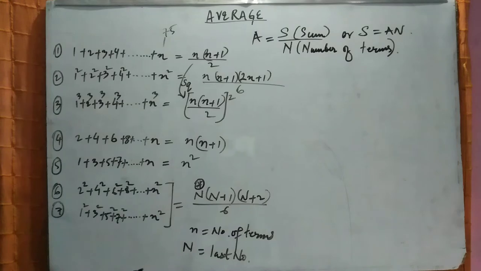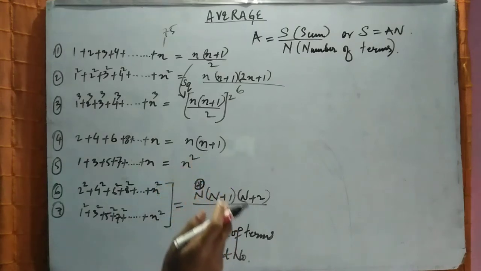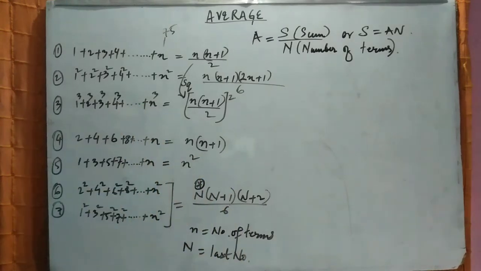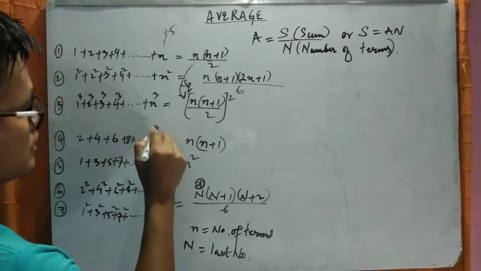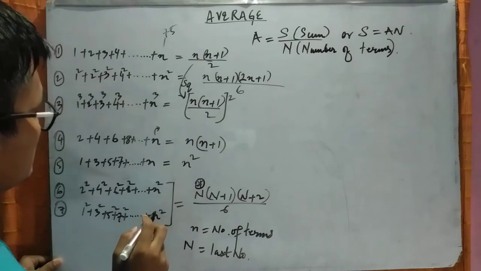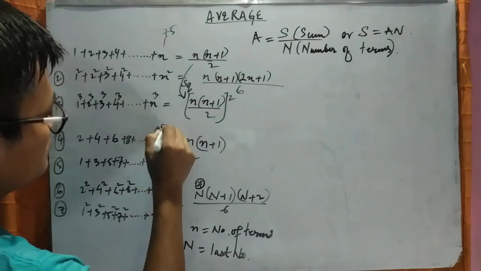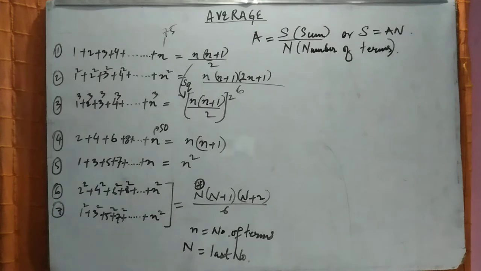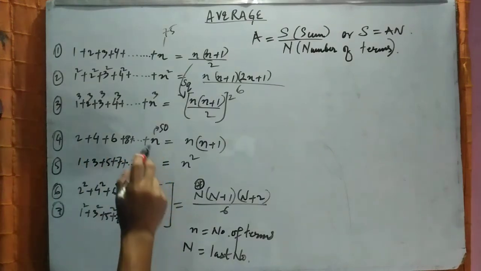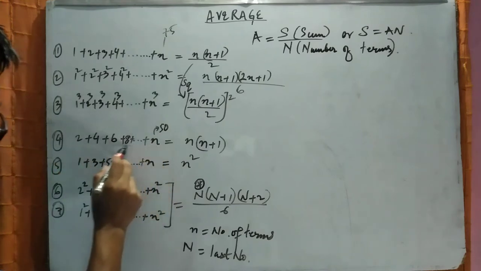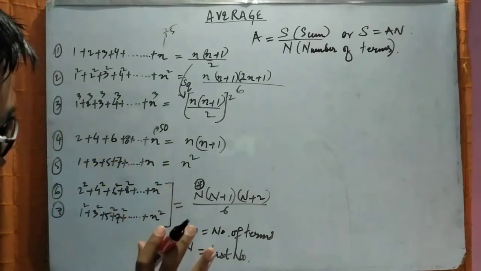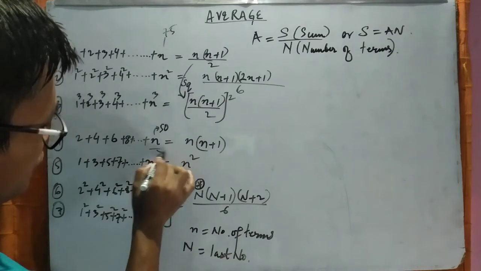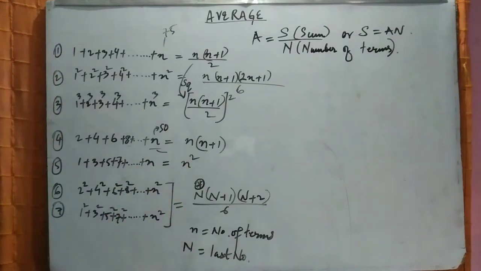Suppose n value is 50. N value is 50, so 50 times. 50 times, 50 numbers. The last number is 50, 50 times.